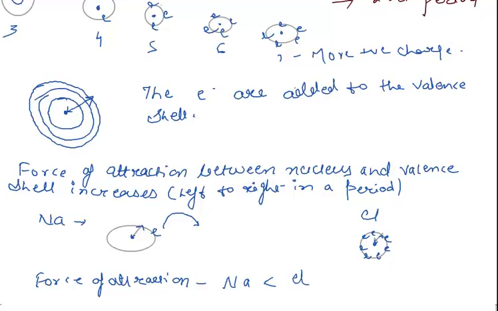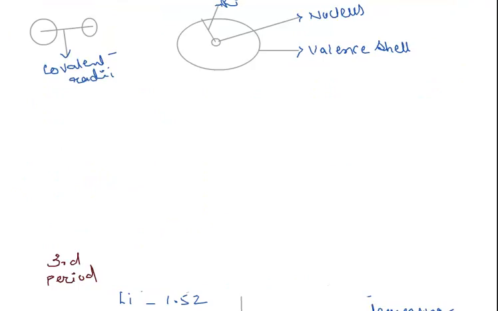So what is a metal? Which one is the metal? Sodium, because it can easily form Na plus ions, whereas chlorine is a non-metal because it forms minus ions. Let's see how this happens.